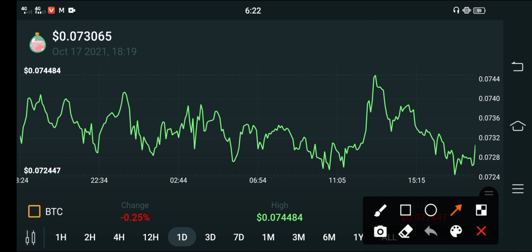So as you can see here, guys, just look here at the price chart at the latest situation. Now Smooth Love Potion has started pumping, guys. So congratulations, now SLP is going to the moon.